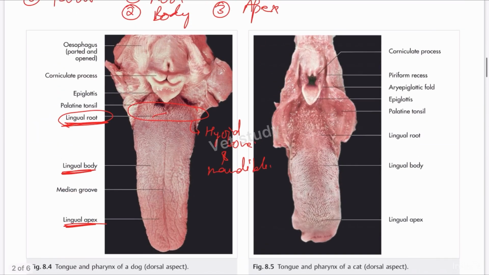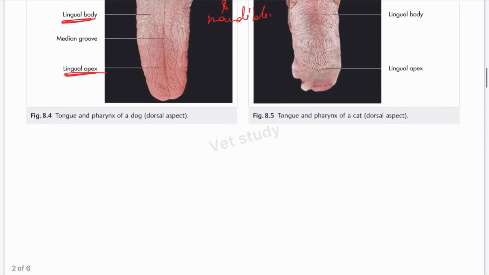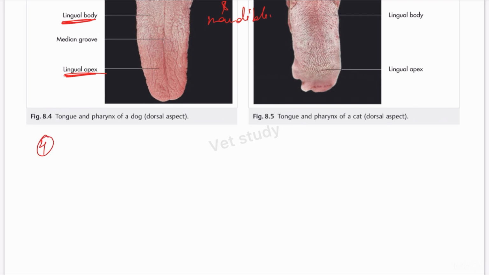Apart from this, the tongue is attached to the soft palate through the anterior pillars. Just remember the words anterior pillars, right? And it is also attached to the pharynx by different muscles and membranes, and to the epiglottis by the glossoepiglottic fold. So there are four attachments of the root.